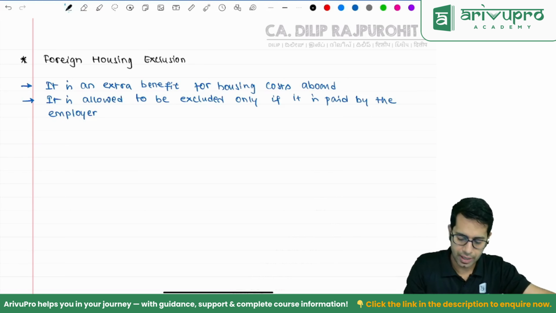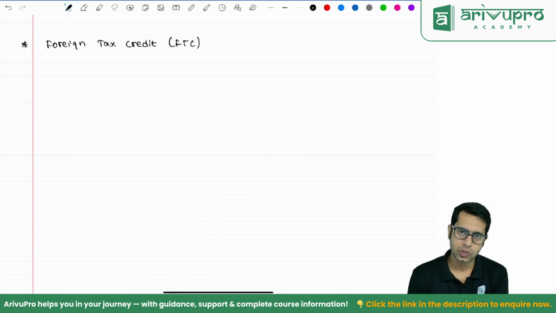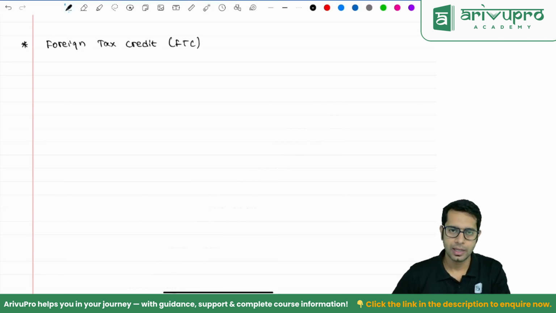Then the last type of benefit which we have is foreign tax credit. Now foreign tax credit and foreign earned income exclusion is completely different. As I told you, if you have paid taxes over there, from the tax which you have to pay over here, I will subtract your taxes paid by you outside the country. Whatever tax is paid by you over there, it will be subtracted.